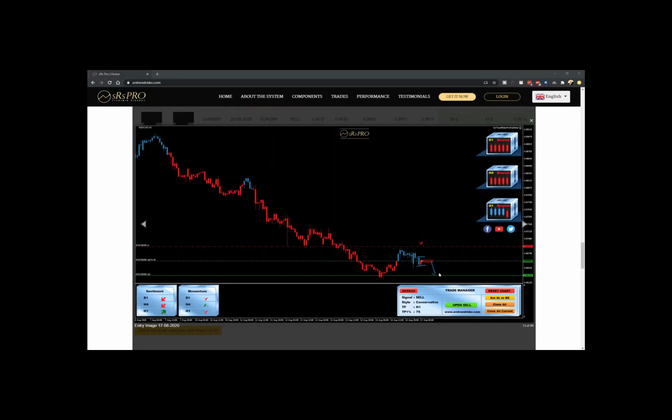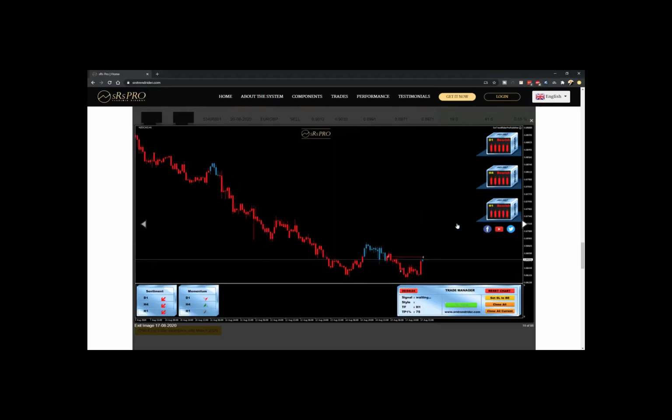Okay, so this is the place where the attack for the sell started. Once again, target 1 reached just a few pips above the previous low.